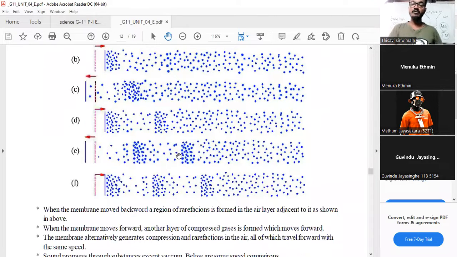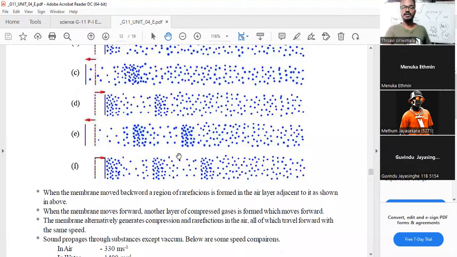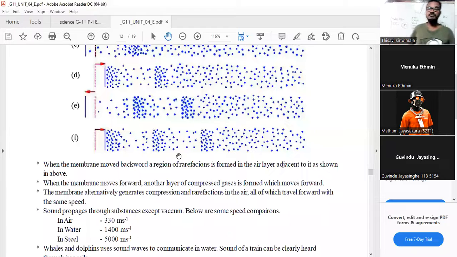When the membrane moves backward, a region of rarefaction is formed in the air layer adjacent to it, as shown above. When the membrane moves forward, another layer of compressed gas is formed, which moves forward. The membrane alternately generates compressions and rarefactions in the air, all of which travel forward with the same speed. Sound propagates through substances except vacuum.